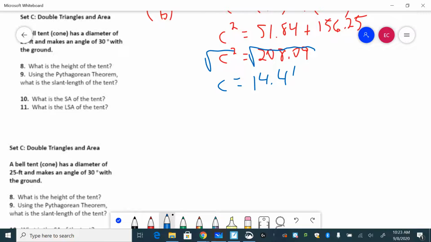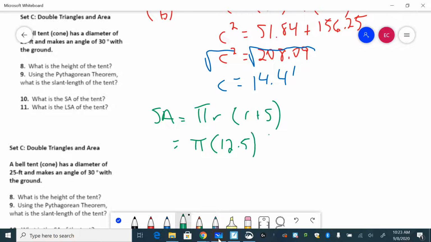So surface area is pi times the radius bracket radius plus the slant length. So the radius was 12.5. And then I'm going to put another bracket and go 12.5 plus the slant length, which was the 14.4. So if you've got a good calculator, you can just type it in as you see it. Use the pi button, not 3.14.